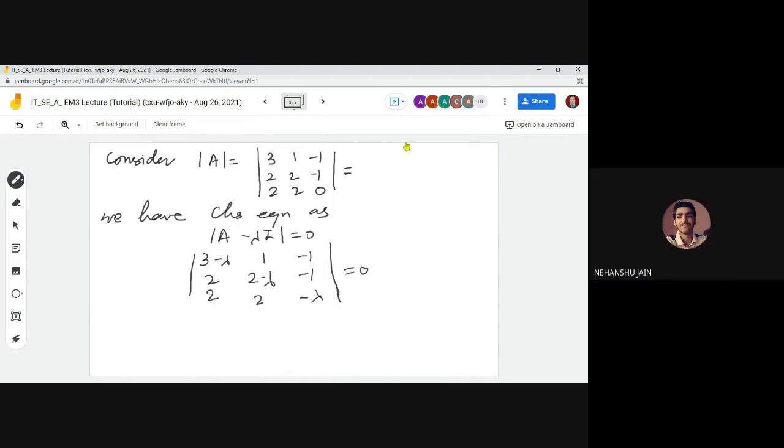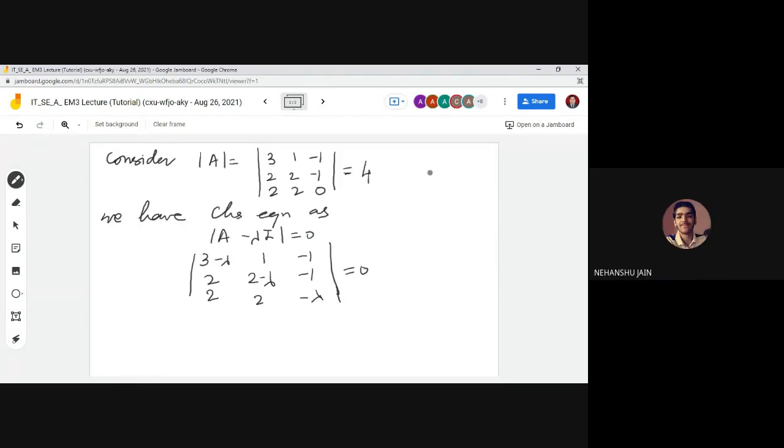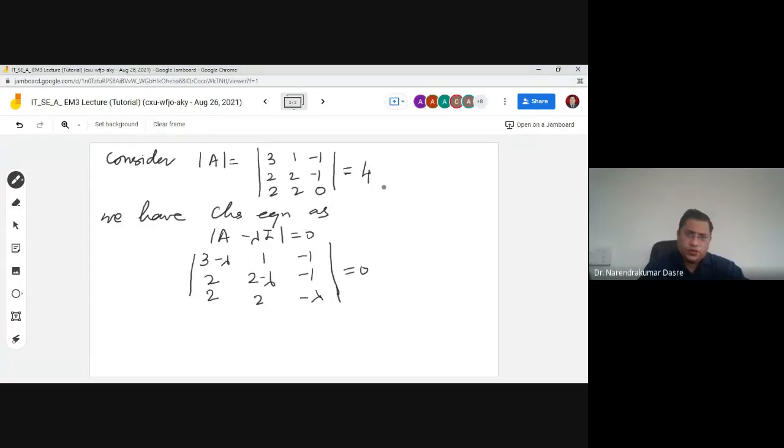Is that 4? Yes, sir. All of you are getting 4? Yes, sir. 6 minus 2, 4. Okay, so all of you are getting this is going to be 4. So this is going to be 4. Now see, what is the shortcut?